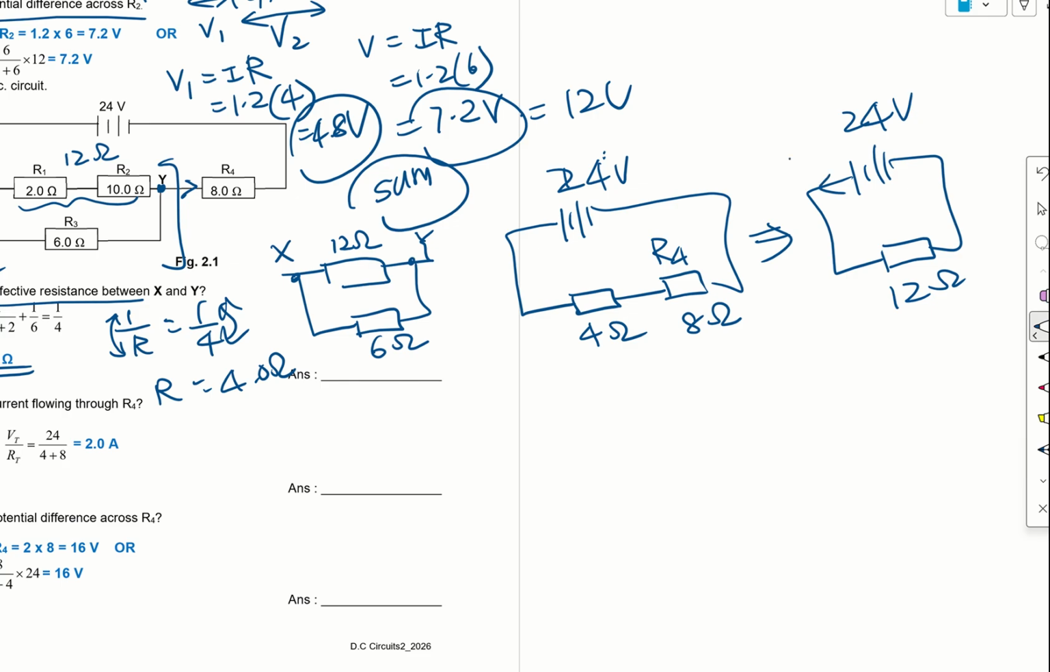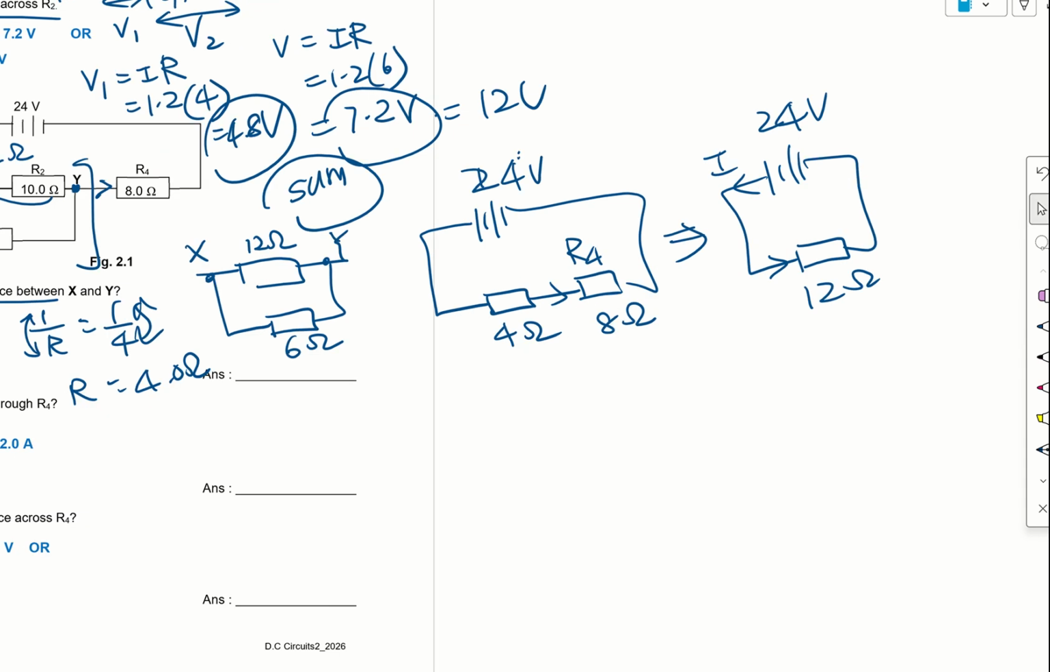Now they want us to find the current that flows through R4, which is effectively the current that flows through the 4 ohm as well, because in series the current is the same. So we apply V equals IR. So I equals V over R equals 24 over 12 equals 2 ampere. Okay, so the current that comes out from the battery is 2 ampere.